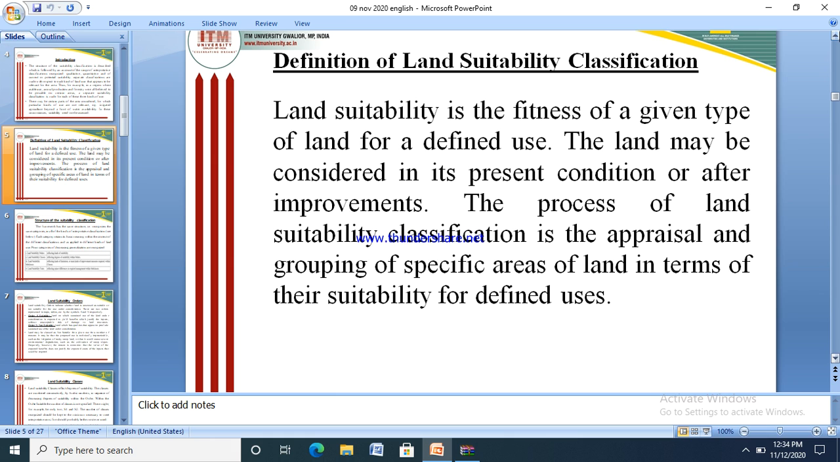The definition of land suitability classification. Land suitability is the fitness of a given type of land for a defined use. The land may be considered in its present condition or after improvement. The process of land suitability classification is the appraisal and grouping of specific areas of land in terms of their suitability for defined uses.